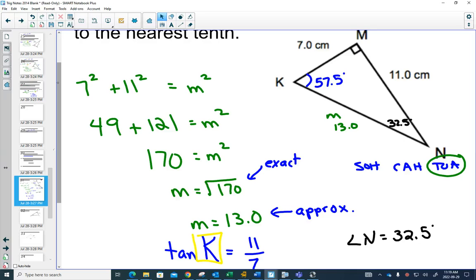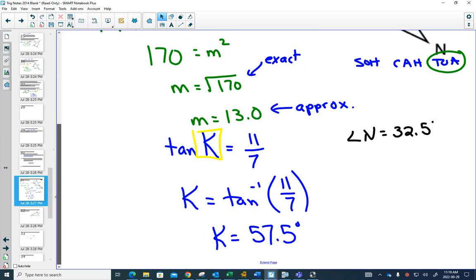This is solving a triangle completely. It's not that bad. You're probably going to need to use SOHCAHTOA at least once. And then you can use a squared plus b squared equals c squared to find the other. I can scroll down. There we go.